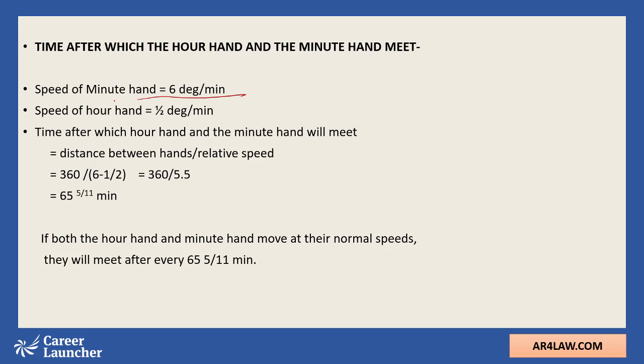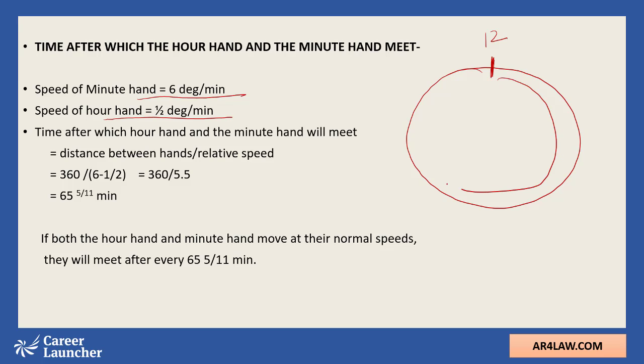Here we know the speed of the minute hand is 6 degrees per minute, the speed of the hour hand is half a degree per minute, and what we are trying to find out is the time after which both hands will meet. So we know they were together at exactly, let's say, 12 o'clock, and within the next minute, the minute hand has gained a lead over the hour hand. Now, this is a case of circular motion. In order that the minute hand will again meet the hour hand, the minute hand has to gain one full rotation over the hour hand.